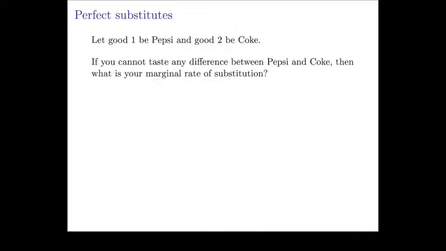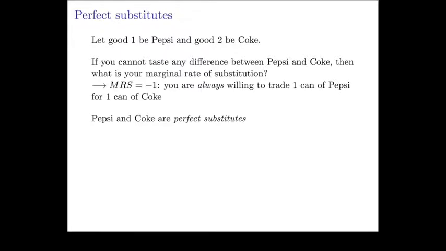Let's say good 1 is Pepsi and good 2 is Coke. Moreover, let's say that you can't actually taste a difference between the two. Then what's your marginal rate of substitution between these two? Well, your marginal rate of substitution is going to be -1. You're always going to be willing to trade 1 can of Coke for 1 can of Pepsi and vice versa. And if that's the case, we'll say that Pepsi and Coke are perfect substitutes.